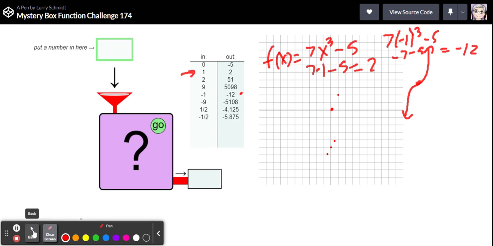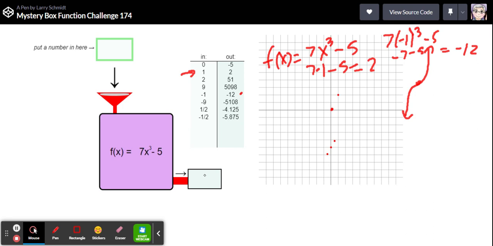And I think I'm just going to check. So let's take a look here. Yeah, that's 7x cubed minus 5, and we can graph that as well. So there's our little part where it flattens out around the middle, and then it just shoots up to infinity on the right and then down to negative infinity on the left really, really rapidly.